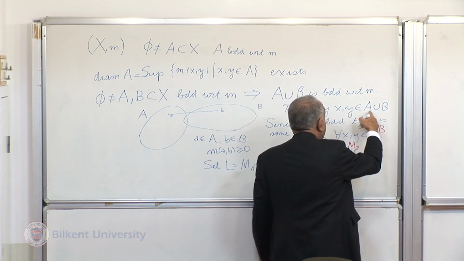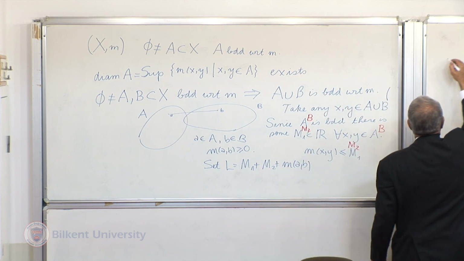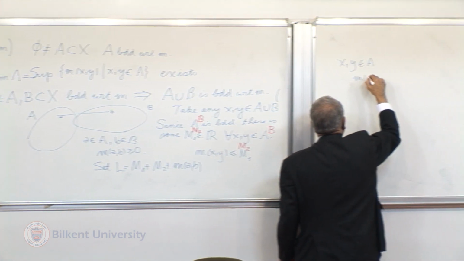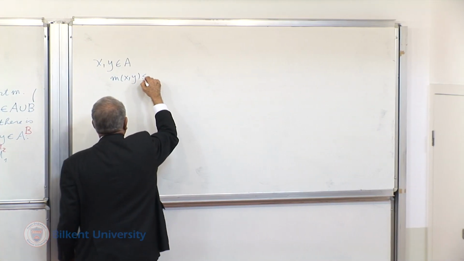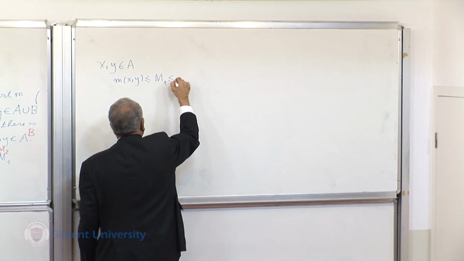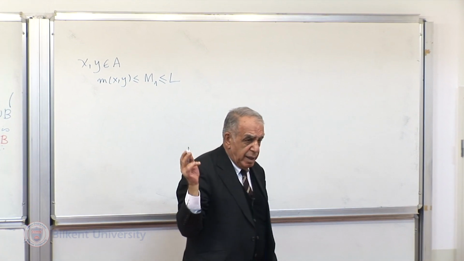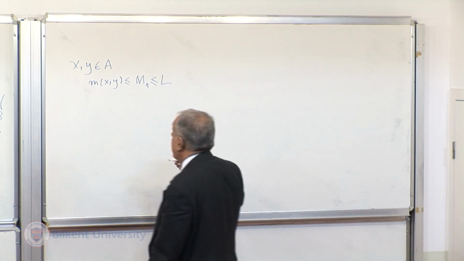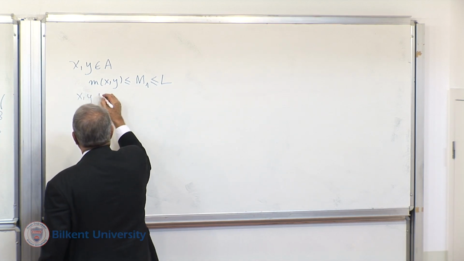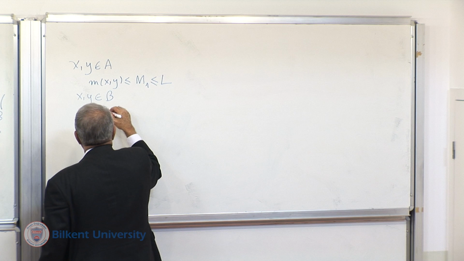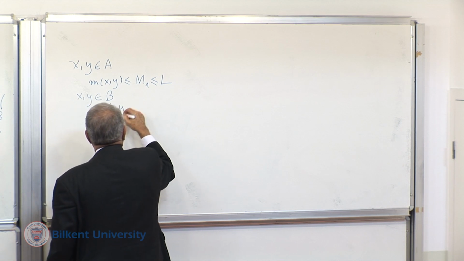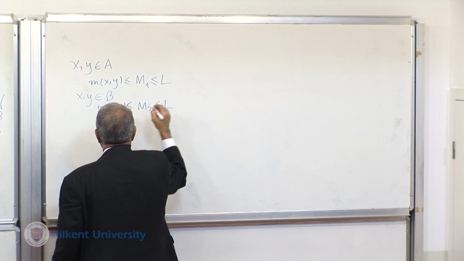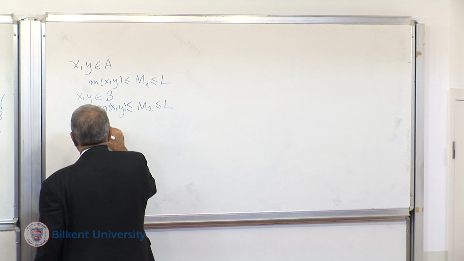Now, when you take any x,y in A union B, well, if x,y both belong to A, then M(x,y) will be less than or equal to M1, but that's less than or equal to L, because M2 and M(a,b) are both non-negative. If they are both in B, then M(x,y) will be less than or equal to M2, that will be less than or equal to L.